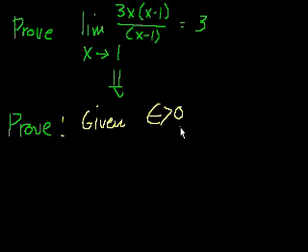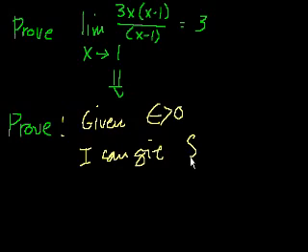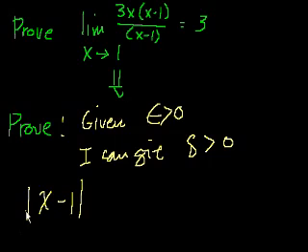in order for this to be true, I need to prove that there exists a delta greater than 0, where as long as the distance between x and our limit point, x and 1, is less than delta. And remember, we don't want x to ever get right on top of the limit point because the function might not be defined there. So the distance between x and 1 has to be greater than 0. That's what this tells us.